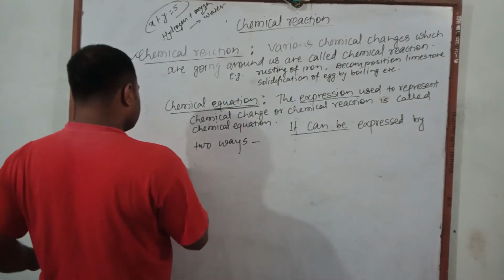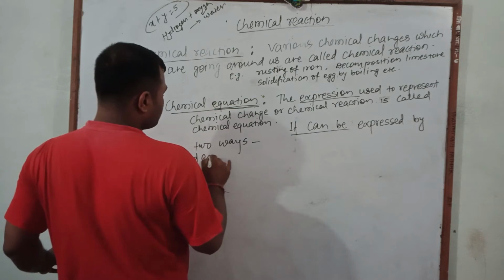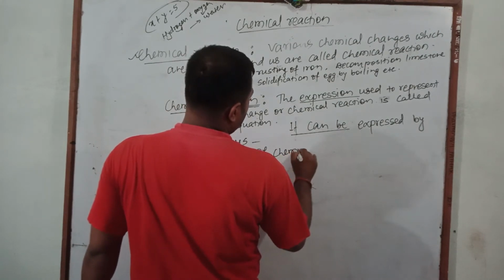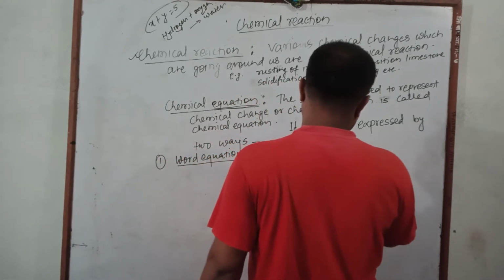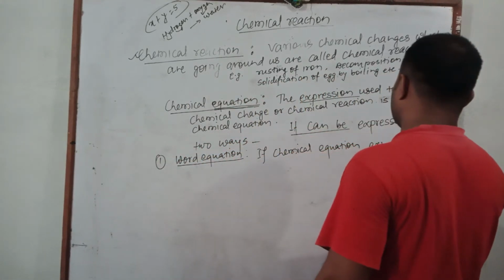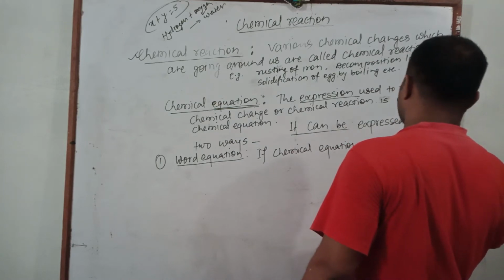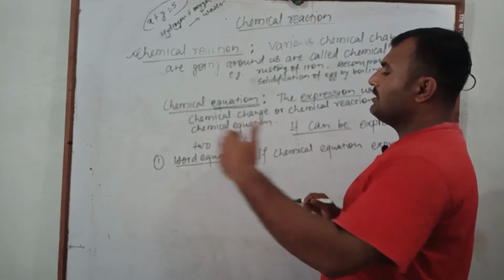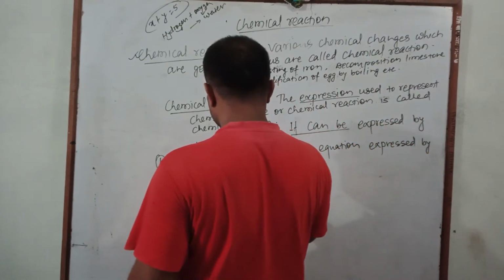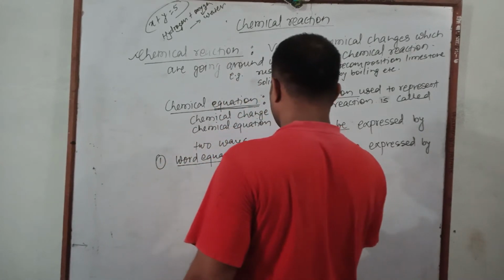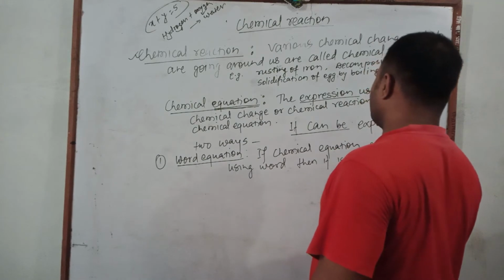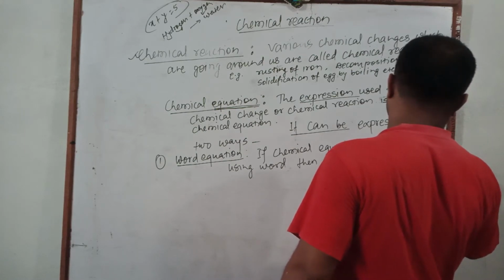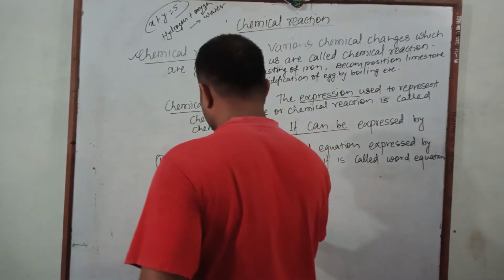What are these? By using simple words, it is called a word equation. How do we define it? If a chemical equation is expressed using simple words, language words, general literal words, then it is known as a word equation.